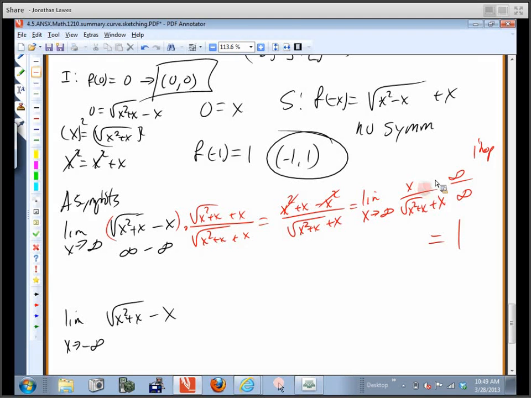If you want to think of it this way, the top behaves like x, and the bottom, if you take a look at this, the square root of x squared would behave like x also. Okay, that's just one rationale, but you can go ahead and apply L'Hopital's rule. You're going to get 1. That means on the right end, y equals 1 is our horizontal asymptote.